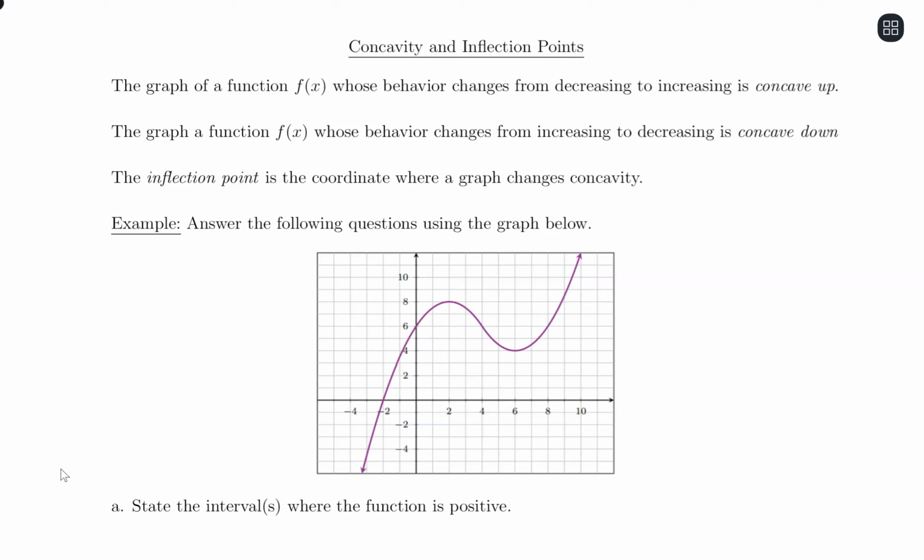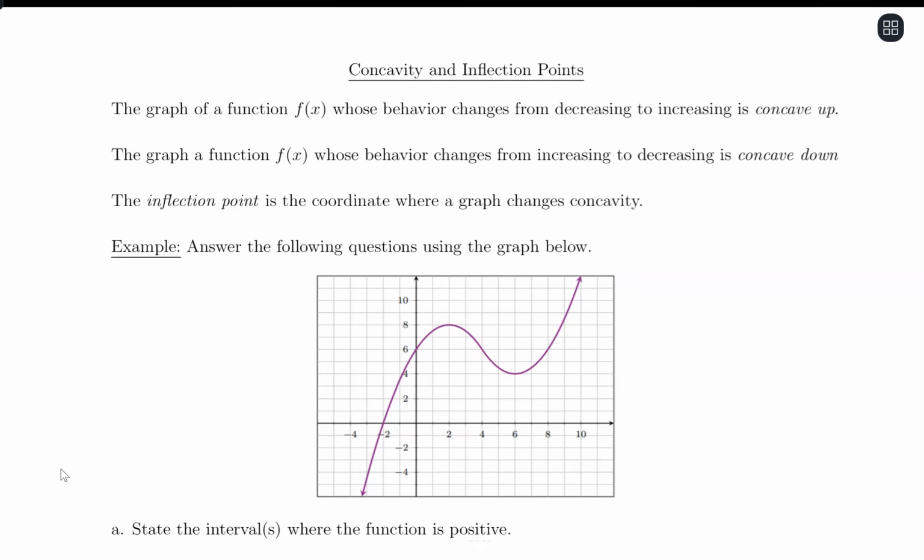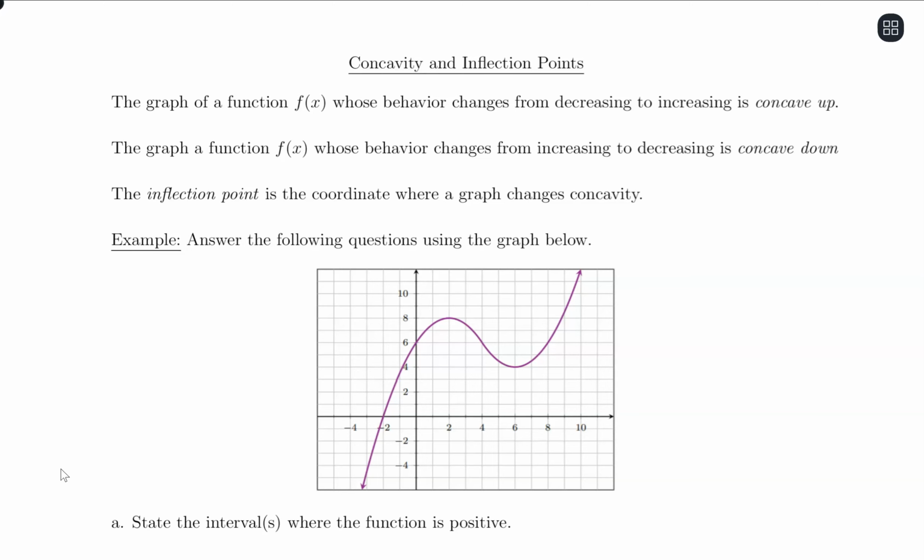So in terms of graph behavior, we talked about increasing and decreasing. In this video, we want to talk about concavity, which has to deal with the curvature of the graph. So there's concave up and concave down. If we imagine our two types of parabolas, we have the parabola that opens upward, and the parabola that opens downward. If something has the shape of a parabola opening up, that is concave up.